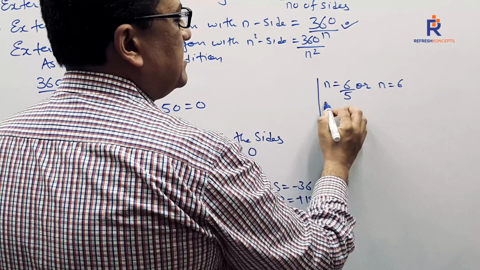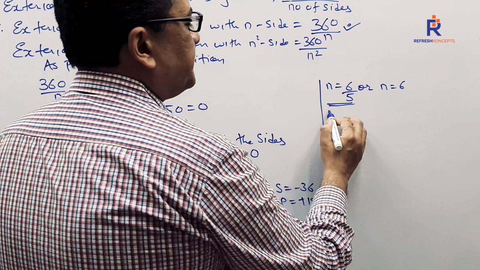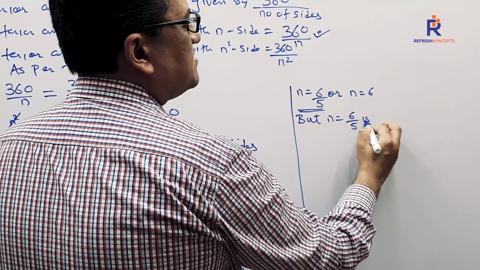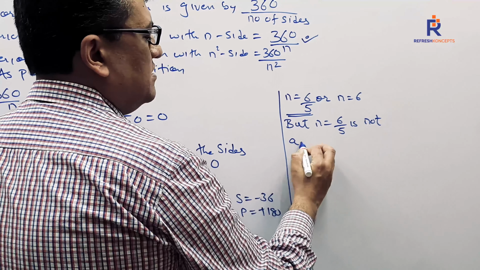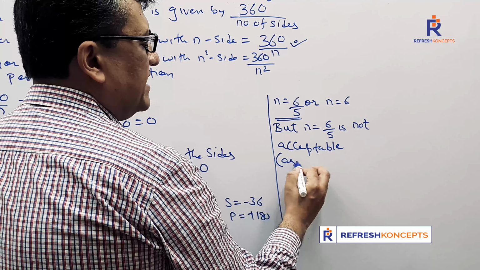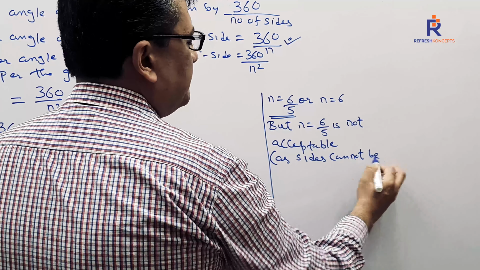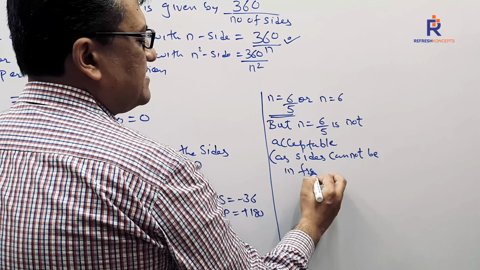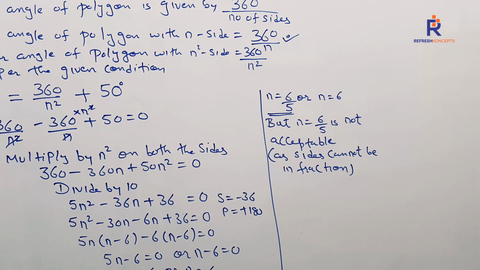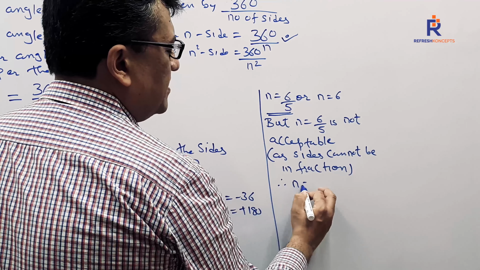Now children, is this n acceptable? So we have to discard that. n equals to 6 by 5 is not acceptable. Why is this not acceptable, children? As sides cannot be in fraction. As sides cannot be in fraction, therefore n is equals to 6 by 5 is not acceptable. So what is acceptable? Therefore n is equals to 6.